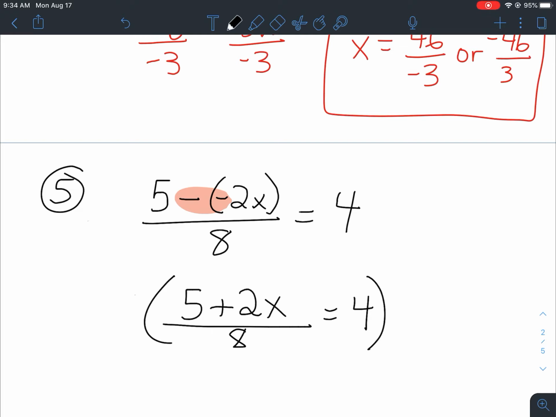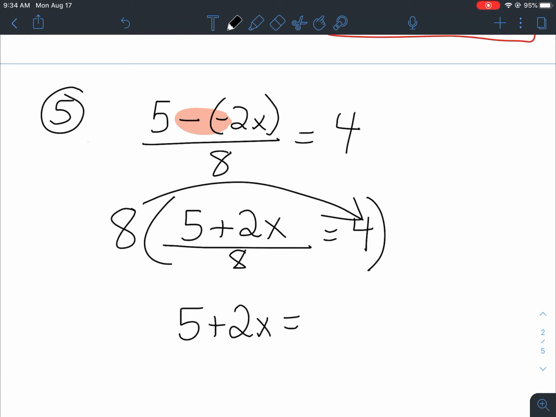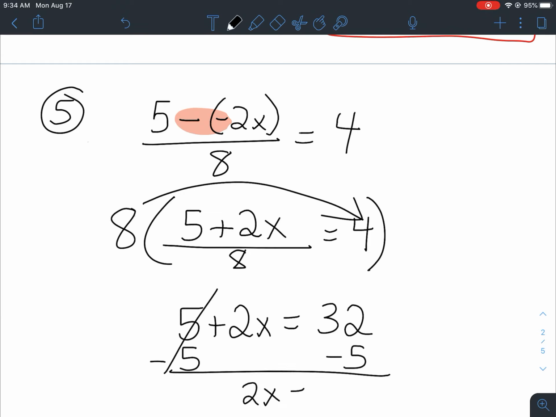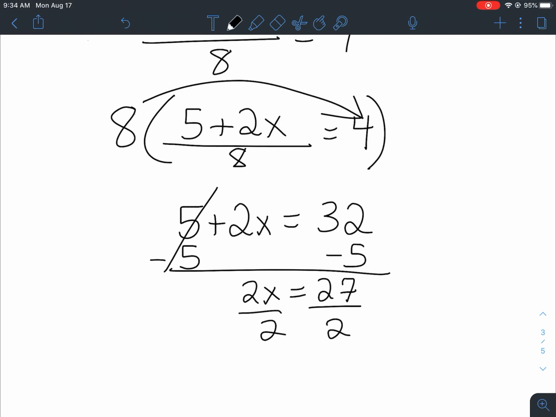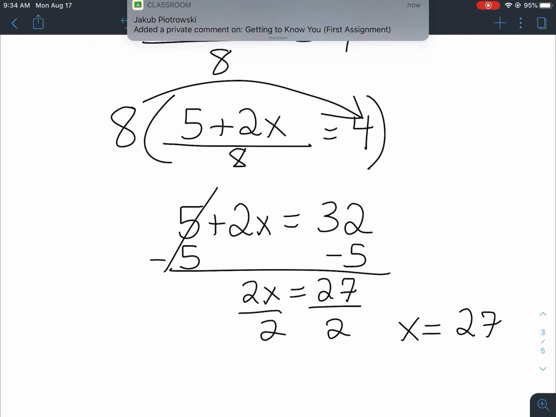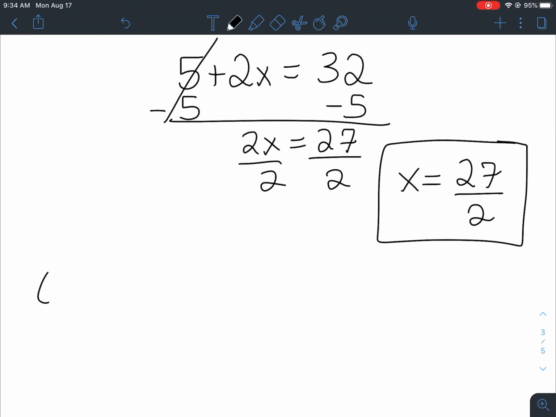So I'm going to multiply everything through by 8 to get rid of that fraction. So you'll notice the 8 and the 8 here cancel. So we're just left with 5 plus 2x, but make sure you don't forget to multiply this part by 8. 32. So then subtract 5 from both sides and divide by 2. So your answer is just 27 over 2. Okay, so 2 more problems.